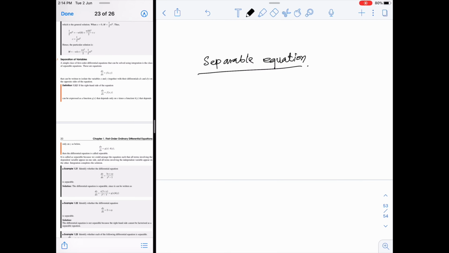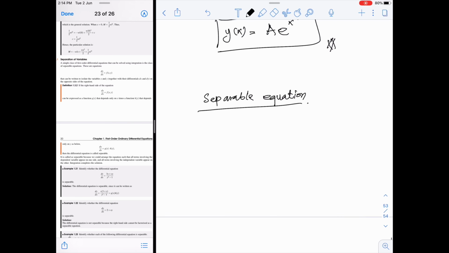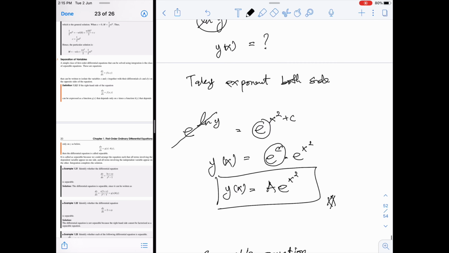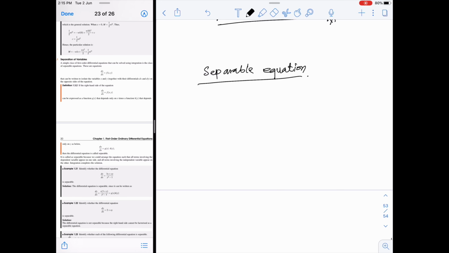Okay class, now let's proceed to the separable equations. Previously I showed you one example where dy/dx equals xy. Then I said this one is a separable equation.